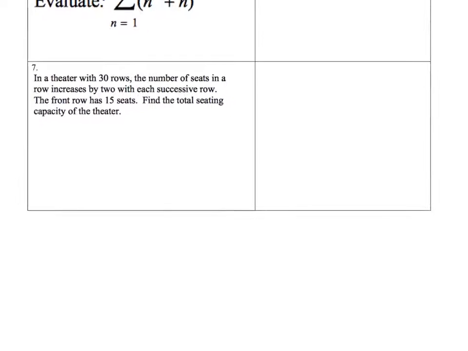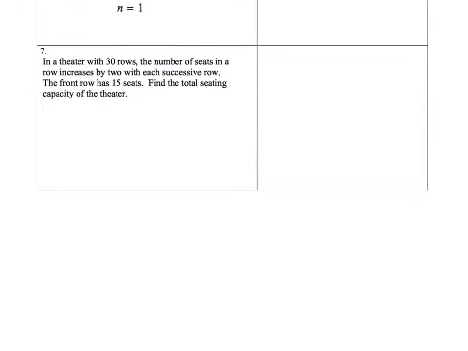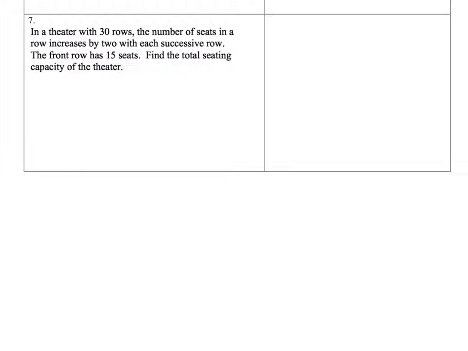Hey guys, I'm going to do problem number 7 because there are actually 2 ways to do this, and I'm going to show you both ways. So the first way that a lot of people are doing number 7 is they're understanding that in row 1 there are 15 seats. So they're setting it up recursively, which is fine. You can do this. So you could say that in row 1 there are 15 seats.